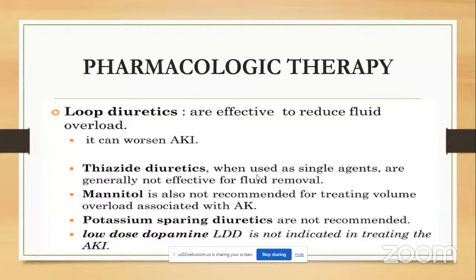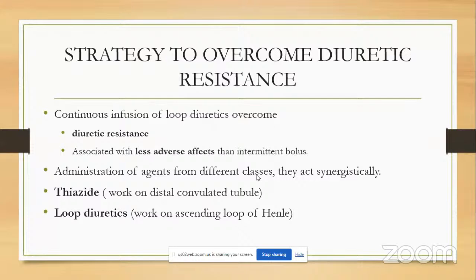Mannitol is now not recommended for treating volume overload associated with AKI. And potassium sparing diuretics and low dose dopamine are not indicated now in treating AKI. If the patient is facing diuretic resistance, then combining two agents can help.